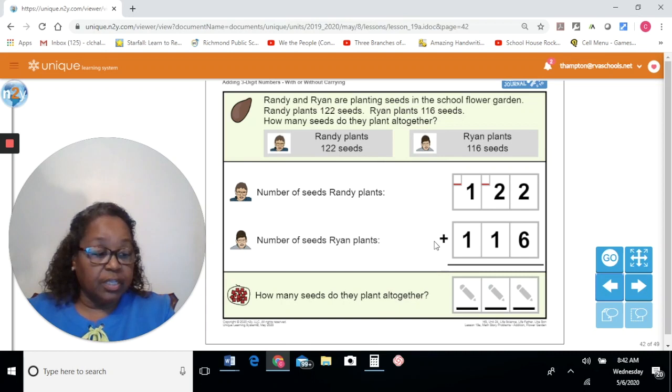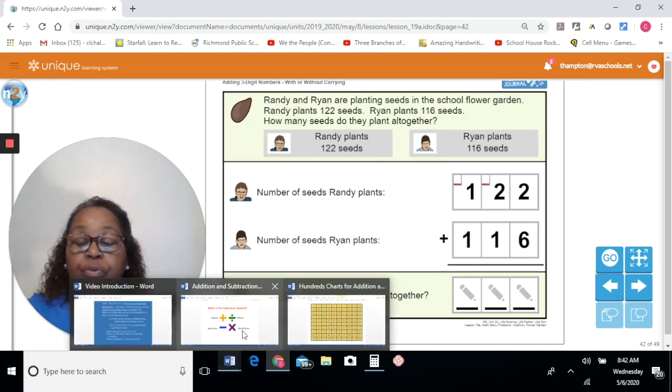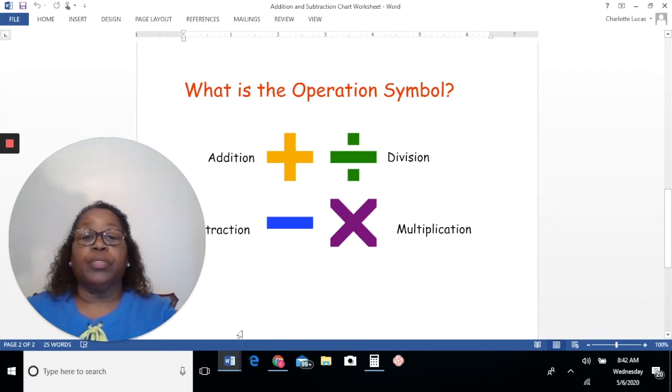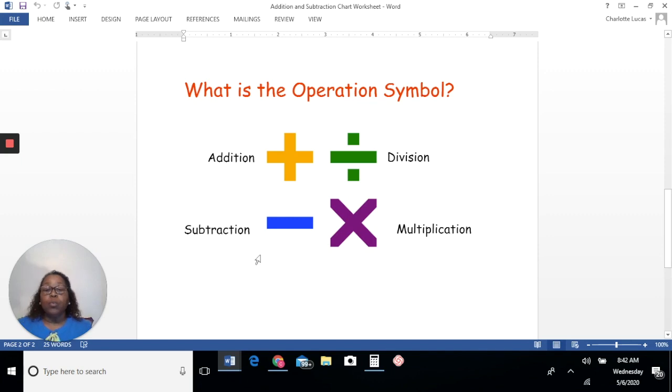So I'm going to do a little bit of vocabulary with you. I'm going to make this a little bit smaller so you can see everything. When we're working with math, there are 4 different operations that we're going to be working with. We're going to be working with addition. The symbol would be this cross here. Subtraction, this is the symbol for subtraction. Multiplication, this is the symbol for multiplication. And then division, that is the symbol for division.